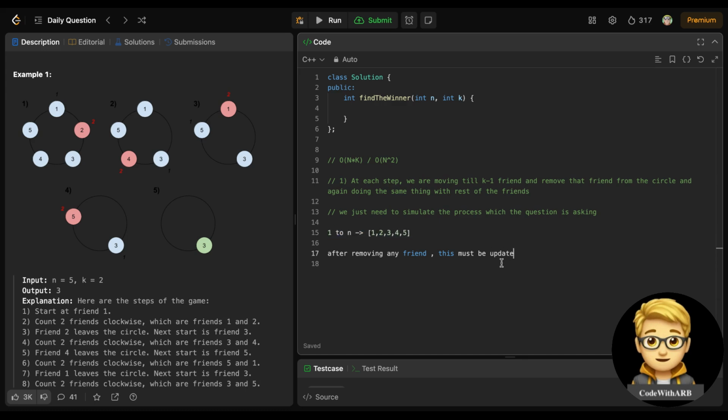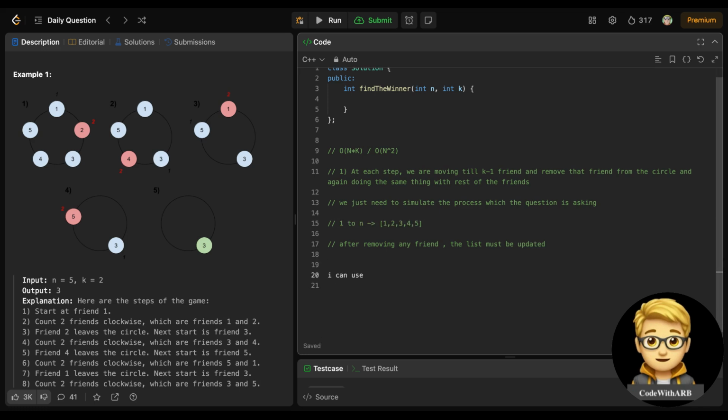So basically, after removing, the list must be updated, right? For that, I can use any data structure. Either you can use a vector, or any other data structure. If you use a vector, you need to iterate over the whole 1 to n again and again. That will definitely take O of n square, right?